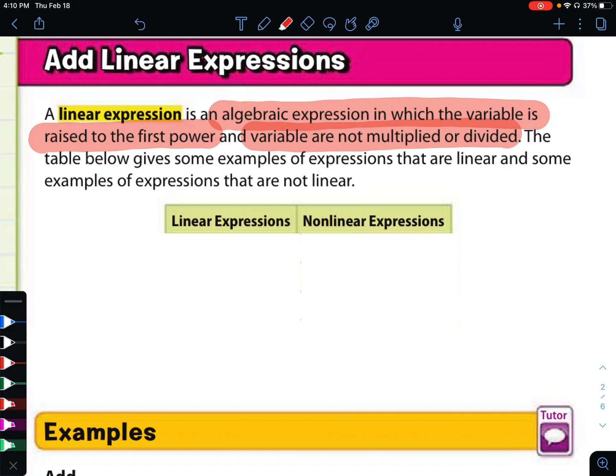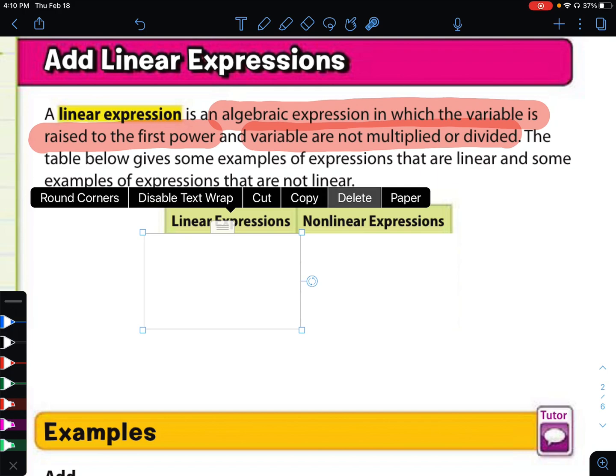The table below gives some examples of expressions that are linear and some examples of expressions that are not linear. Let's take a look at some linear expression examples.